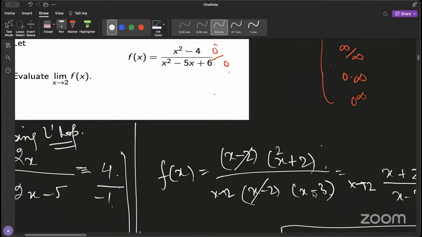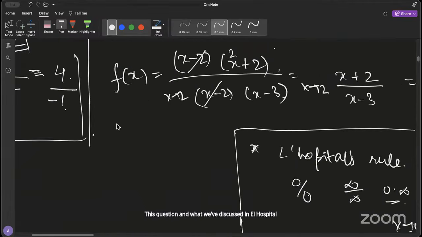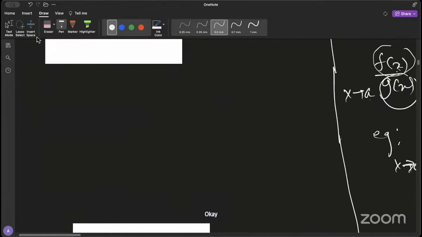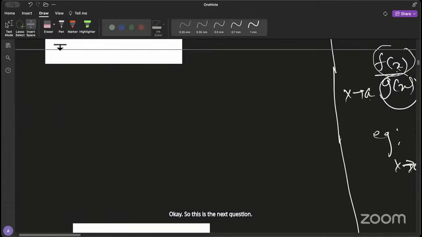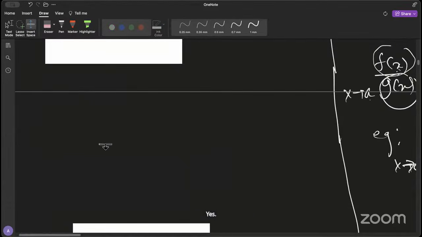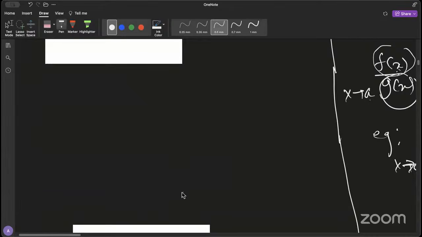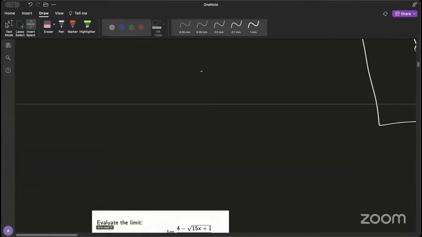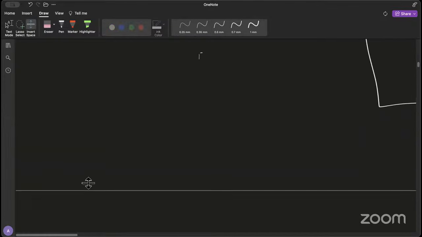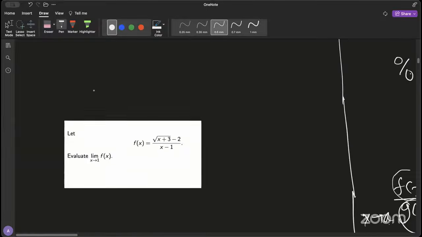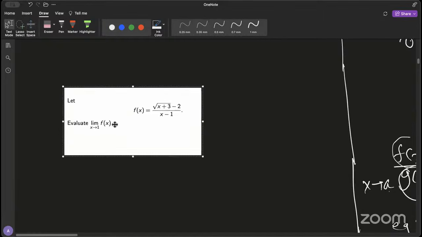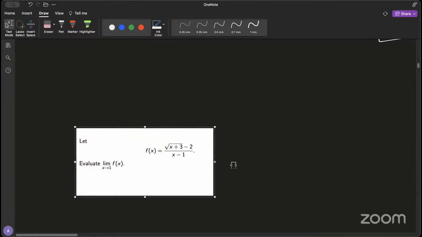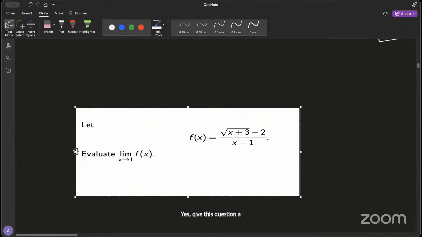Is this question and what we've discussed in L'Hopital's rule clear to you? Can we move to the next question? Yes, ma'am. Okay. So this is the next question. Give this question a try.